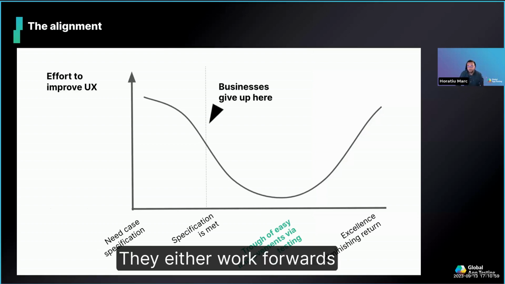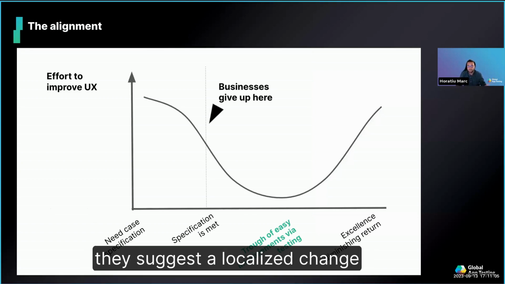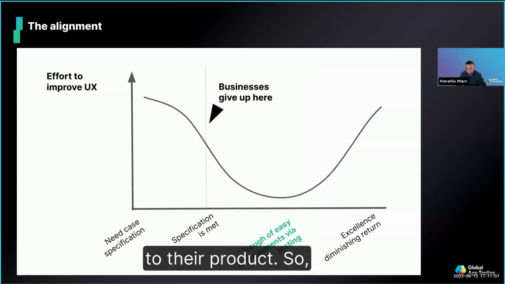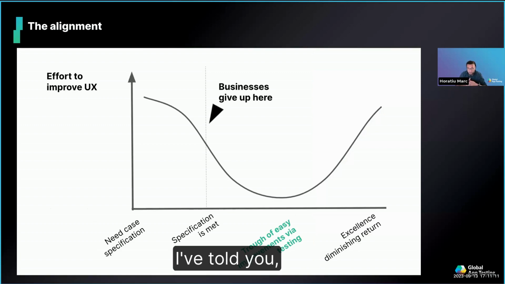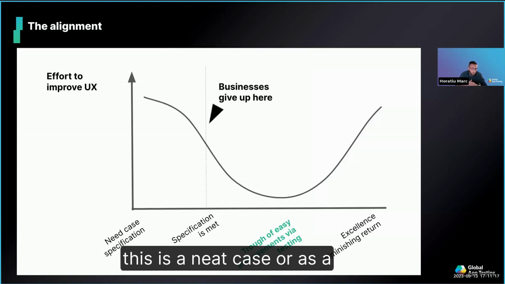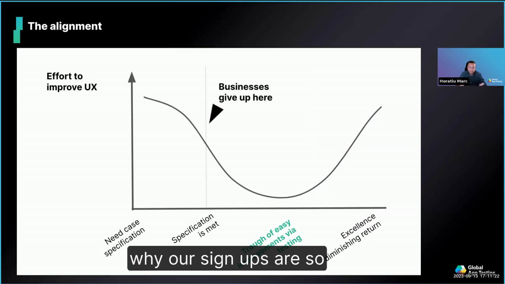Often there are two ways businesses and product processes work. They either work forward through a need case or backwards from a commercial problem when they suggest a localized change to their product. To give you some examples: the product needs to be translated into French, as an example. This is a need case. Or, as a commercial issue, they might ask why our signups are so low in French markets.